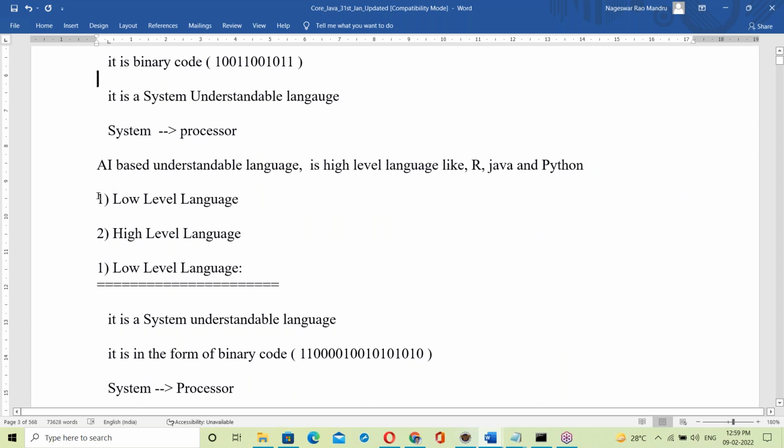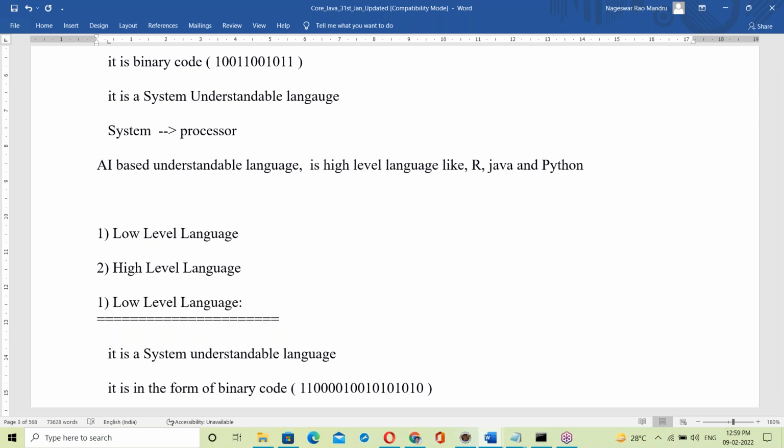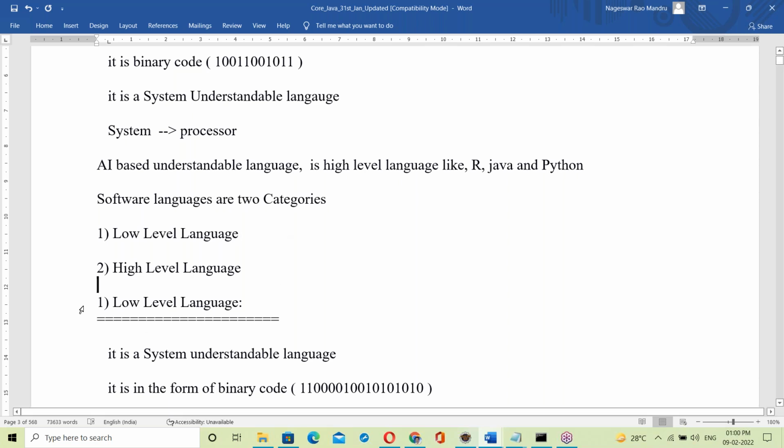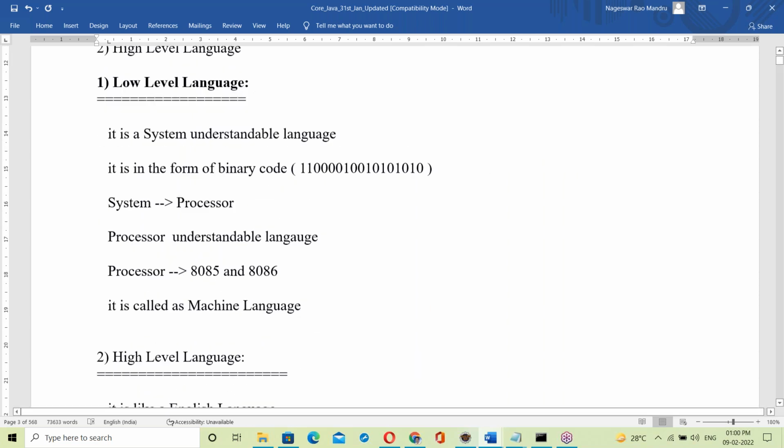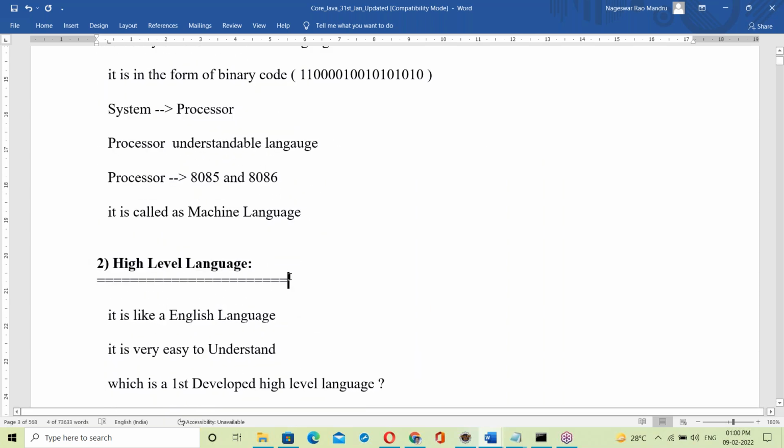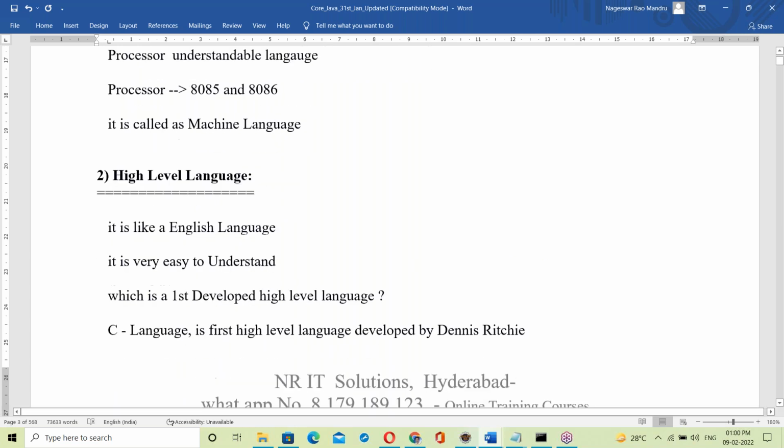So languages are basically two categories: software languages are low level and high level. The first one is low level language, the next is high level language. That's it.